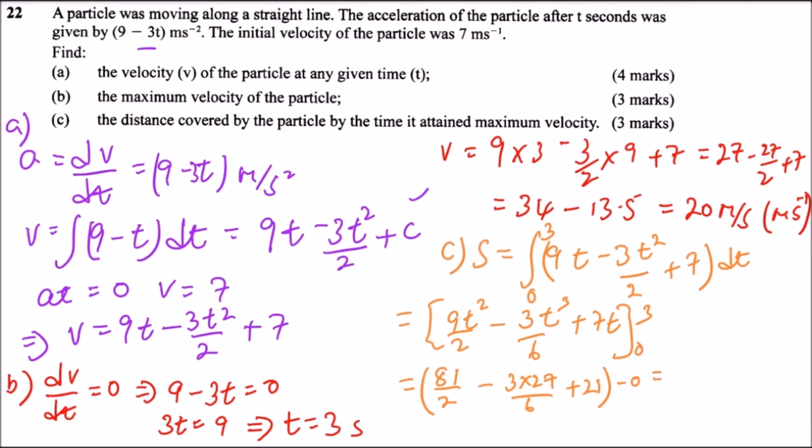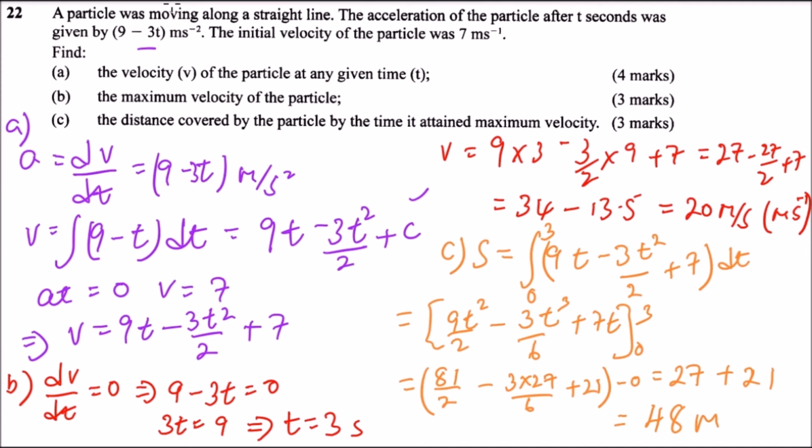When you work this out, 81 divided by 2 is 40.5, you minus 13.5, that gives 27, plus 21, and this is equal to 48 meters. So by the time the particle attained the maximum velocity, it had covered 48 meters. So that's how you do that, and you get yourself 10 marks.